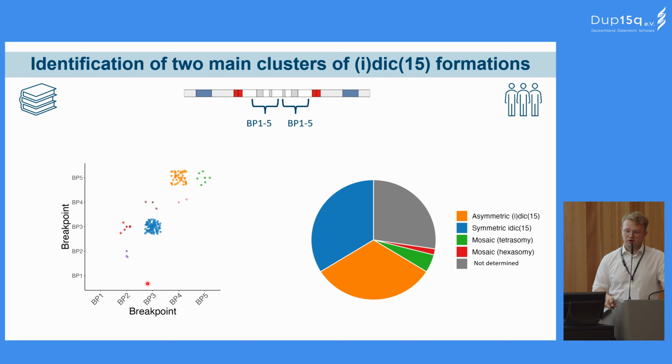One is a breakpoint 3 combination, which results in a symmetric IDIC-15. And another one is a breakpoint 5 combination, which results in a more asymmetric IDIC-15. This frequency is also what we can see in our registry data. We have a substantial number of individuals who have a more symmetric IDIC-15, and a substantial number who have an asymmetric IDIC-15. But we also have some cases where the architecture of the IDIC-15 is just not determined.